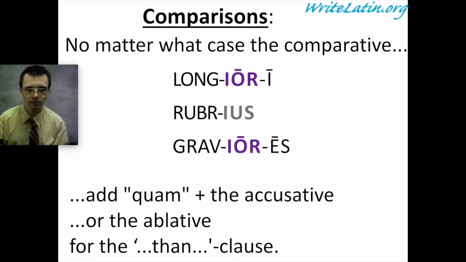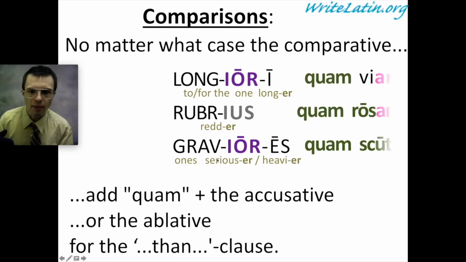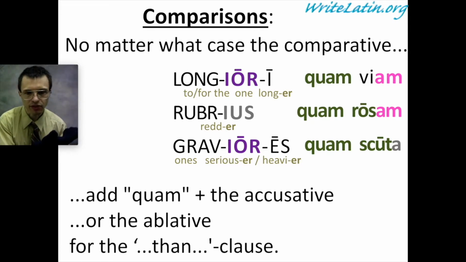So here you see some comparative adjectives of various cases. So dative, nominative or accusative plural at the last one. So no matter what case, number, gender it is, I'm going to add quam plus the accusative to make the than something else. So, the one longer than a road, the thing redder than a rose, graviores, the ones that are heavier than shields. And there's your translations. So that's one way that you can make the than part of the comparison.